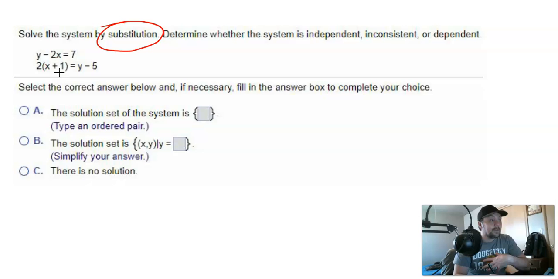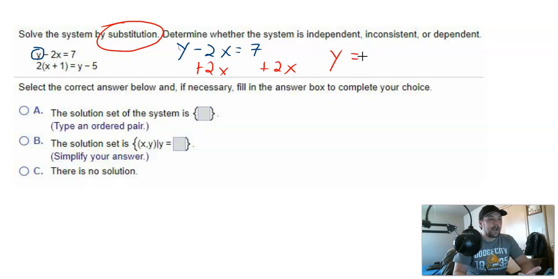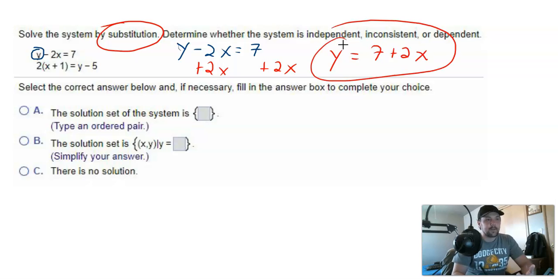And to me, what looks like the easiest route to go is to solve the top equation for y. It's a one-step deal, right? So here's the top equation. Let's solve it for y by adding the 2x to the other side. That's all we got to do. So we get y is equal to 7 plus 2x, or 2x plus 7. You can write that either way. So that's the top equation.